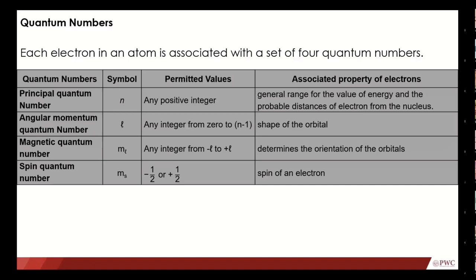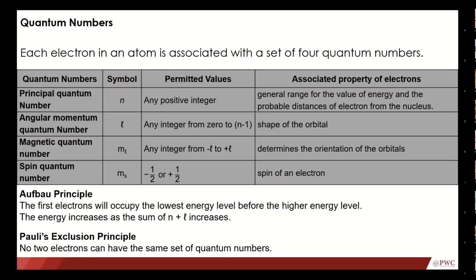The last quantum number, it's not related to the address of the electron, but this is an important property of an electron. This is the spin quantum number, symbolized as m sub s. Its allowed values can only be -1/2 or +1/2. This describes the spin of the electron. So an electron can either have a down spin, -1/2, or an up spin that's +1/2.